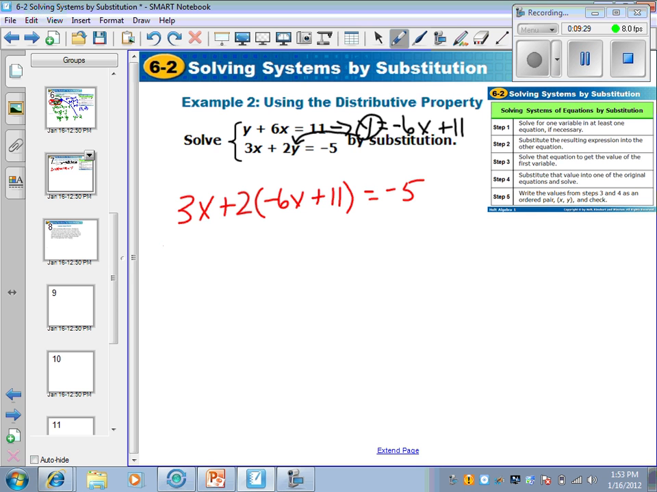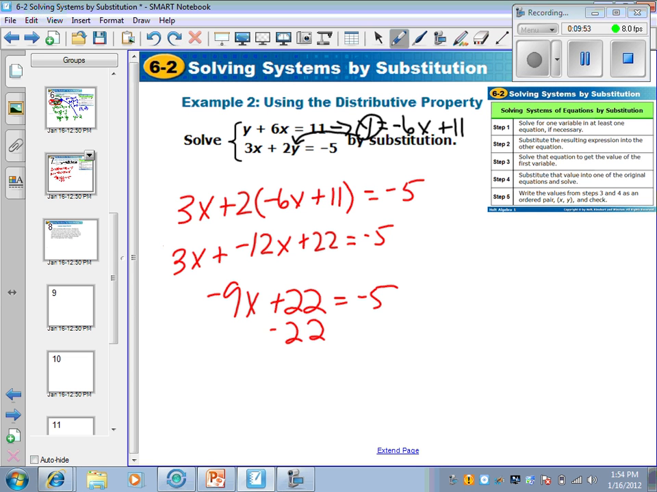negative 5. So now I get to use my distributive property. 3x plus negative 12x plus 22 is equal to negative 5. I'm going to use combining like terms to get negative 9x plus 22 is equal to negative 5. Subtract 22 from each side. Negative 9x is equal to negative 27, divide both sides by negative 9. X is equal to positive 3.